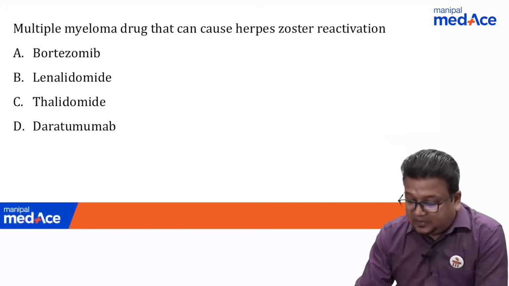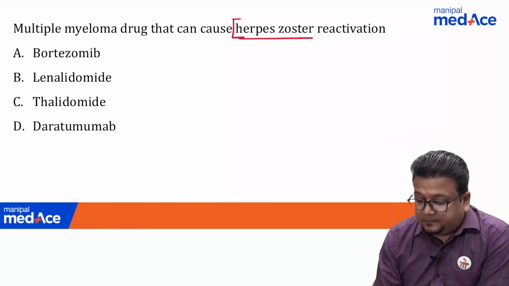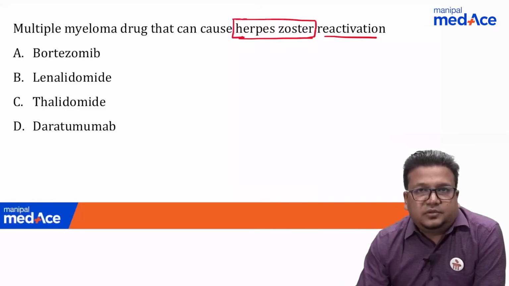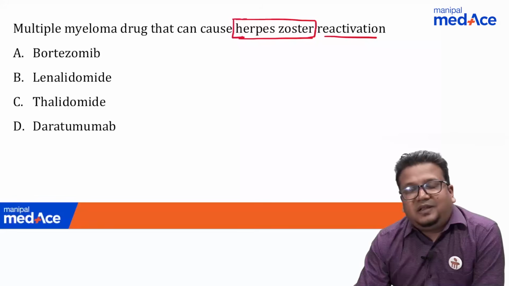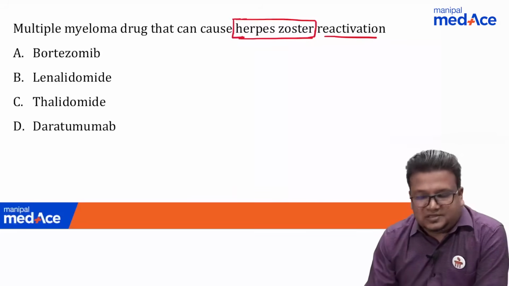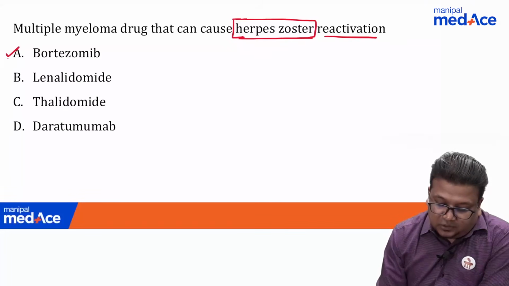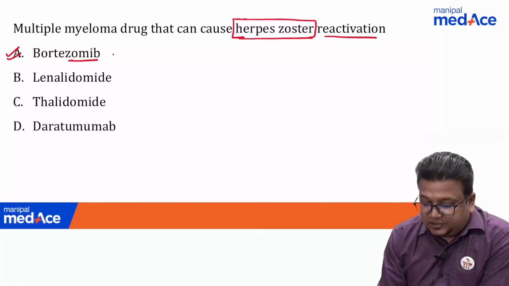Multiple myeloma drug that can cause herpes zoster reactivation. Sometimes students just read reactivation, and some of the students have thought of the TNF alpha inhibitors that cause TB reactivation, but that was not the case here. So this is a specific question on bortezomib, which is a proteasome inhibitor.